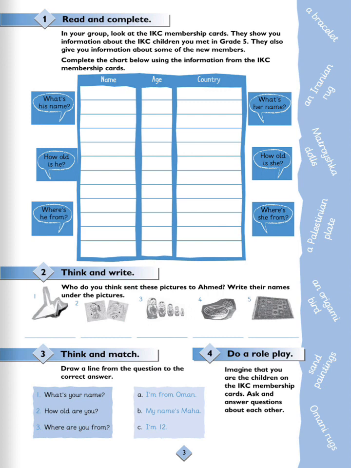Exercise number 1. Read and complete. In your group, look at the IKC membership, the International Kids Club membership cards. They show you information about the IKC children you met in grade 5. They also give you information about some of the new members. Complete the chart below using the information from the IKC membership cards. Write their names here, and write their ages here, and their country here. Let's see the answers.